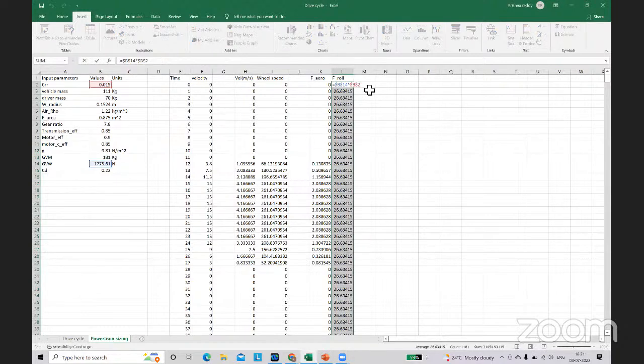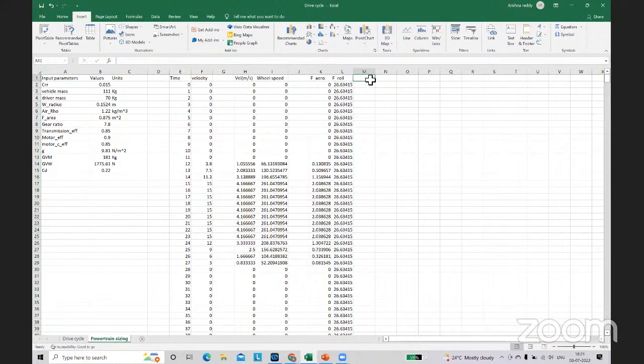Now, we'll try to neglect the grade because we don't have that data. So we consider grade equal to zero here. So grade angle, obviously we're going to get zero as output. And we'll try to calculate the acceleration force here.